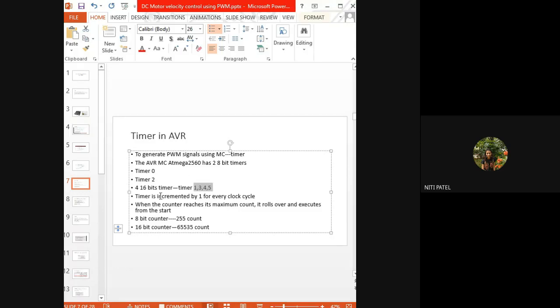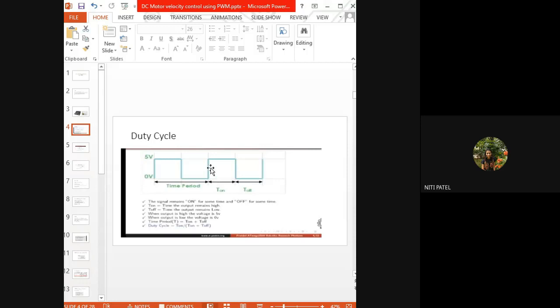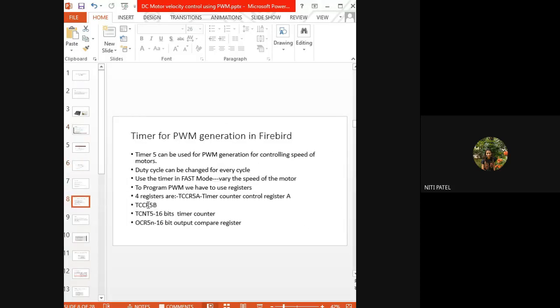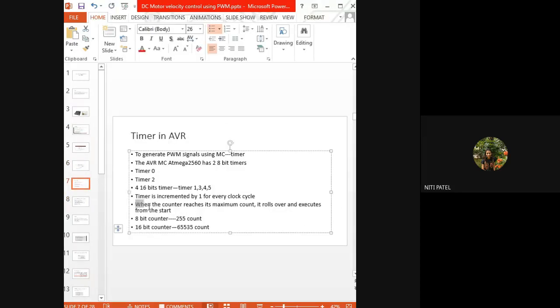Timer is incremented by 1 for every clock cycle. तो ये जो clock cycle है, this we call a clock cycle या फिर square waveform. तो जब भी एक cycle generate होती है, timer अपने आप increment होता है, just to count how many clock cycles it has used to generate that particular waveform. When the counter reaches its maximum count, it rolls over and executes from the start. अभी ये काउंटर क्या है? ये टाइमर के साथ ही रहेगा. That I will explain in the next slide.